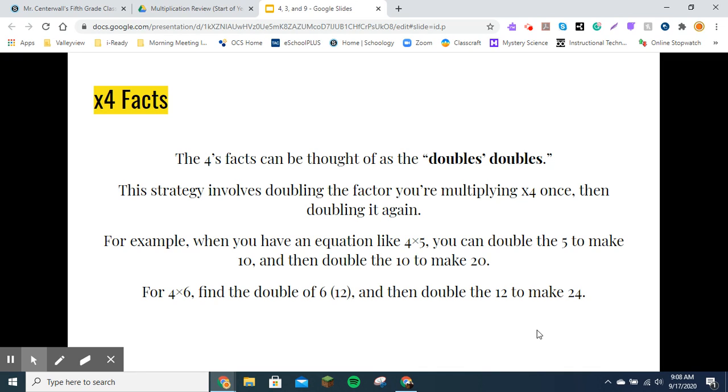If you know your 5 times facts, that one is probably pretty easy for you. But that's why I want to use 4 times 6 here as your next example to make sure we understand that. We're multiplying 4 by a factor of 6. So let's double the 6 to 12, and then double that 12 to 24. So again, you can see that we double when we multiply by 4. That's just a trick to keep in mind for multiplying by your 4s.